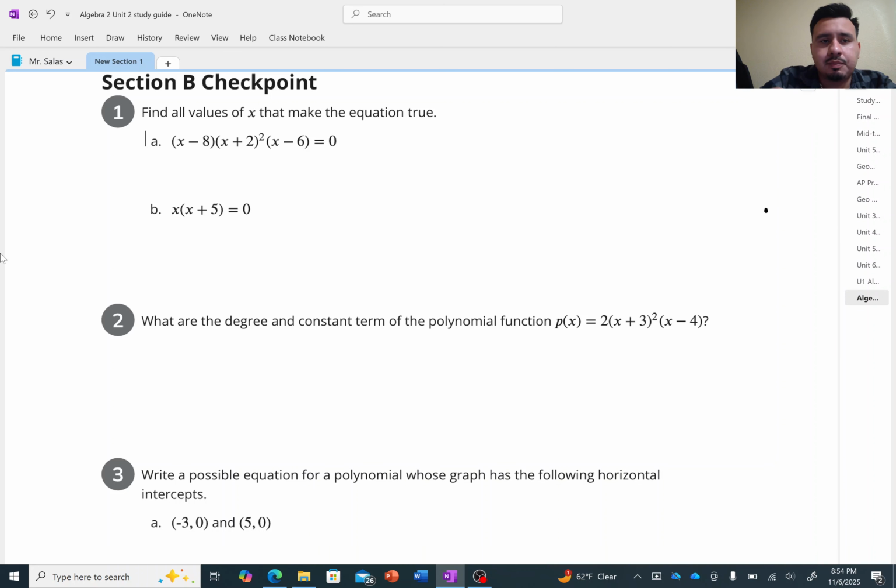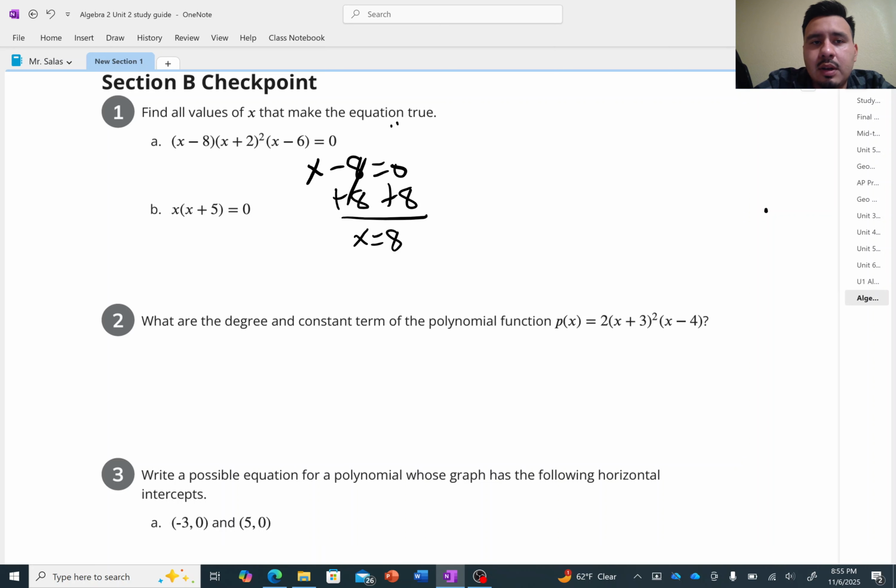So in this case, I want to do x, let me fix this real quick. It's going to be x minus 8 is equal to 0. I'm going to add 8 to both sides. The 8's get canceled out, and I'm going to get that x is equal to 8. That's one of my first values.